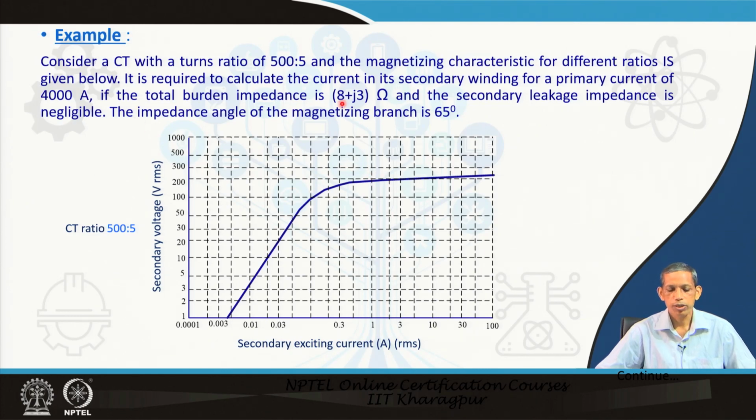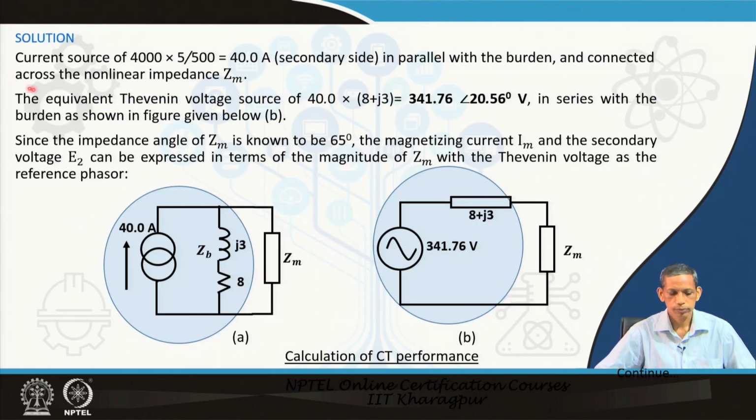If the total burden impedance is 8 + j3 ohm, which seems to be higher, and the secondary leakage impedance is negligible, as we generally consider, the impedance angle of the magnetizing branch is 65 degree. That is, the angle of Zm is given as 65 degree. The IEEE standard considers it as 60 degree, but here it is given as 65 degree. In that scenario, what will happen to the secondary current for a given primary current of 4000 ampere? The magnetizing characteristics given are like this. Now, I will go for the solution.